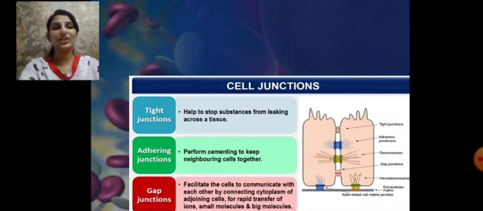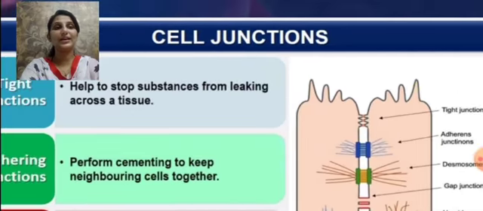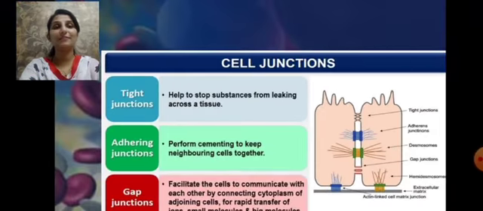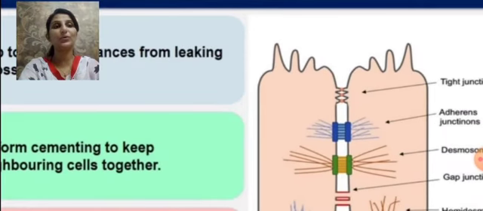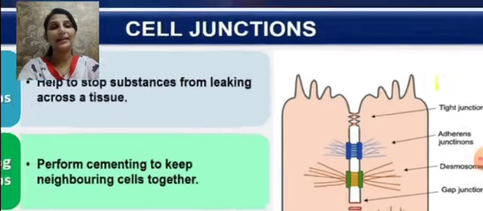The tight junction, we can see this is the tight junction, and its function is to help stop substances from leaking across a tissue. It prevents the leaking of substances from a tissue. And the next type of junction is the adhering junction. The blue colored structure is the adhering junction.